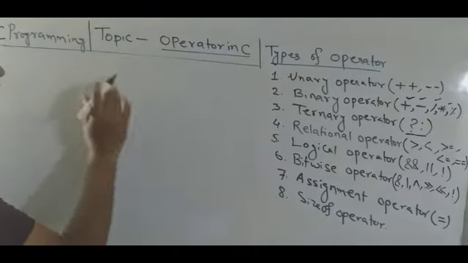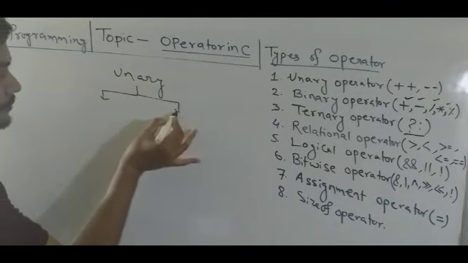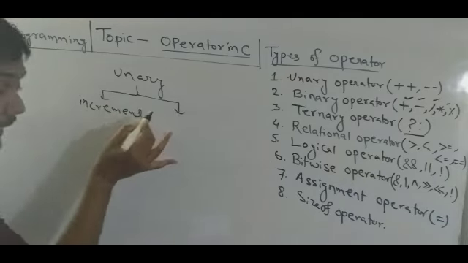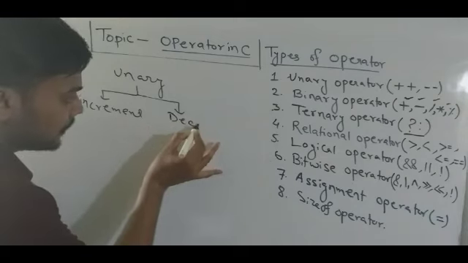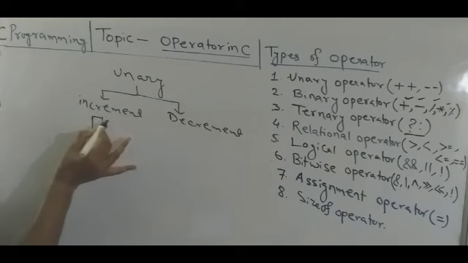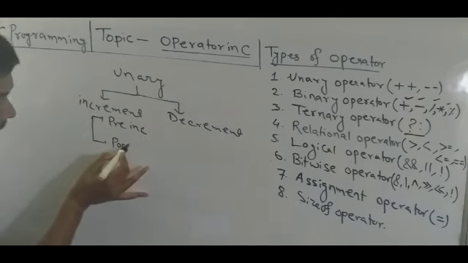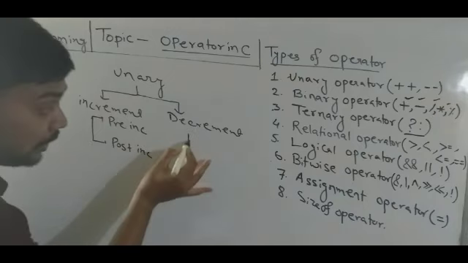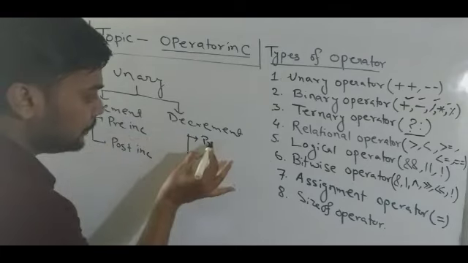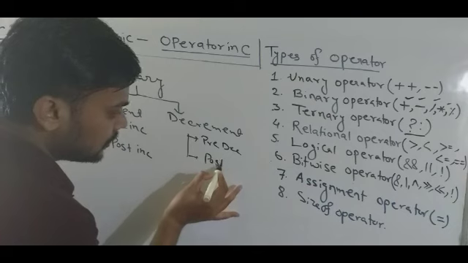Unary operator is divided into increment and decrement operator. Increment operator is divided into pre-increment and post-increment, and decrement operator is also divided into pre-decrement and post-decrement.